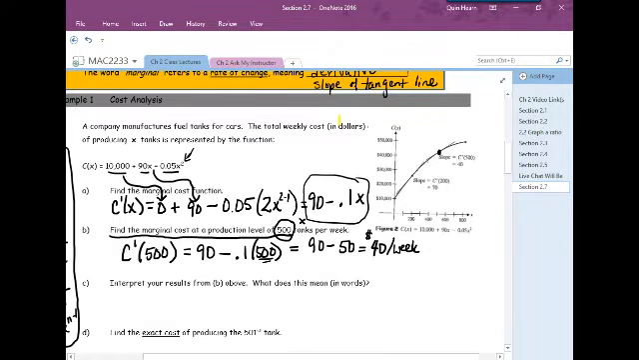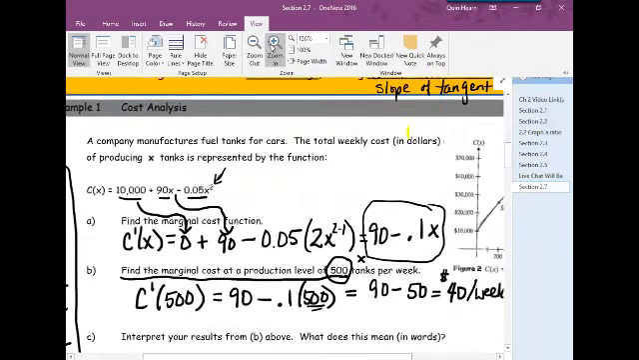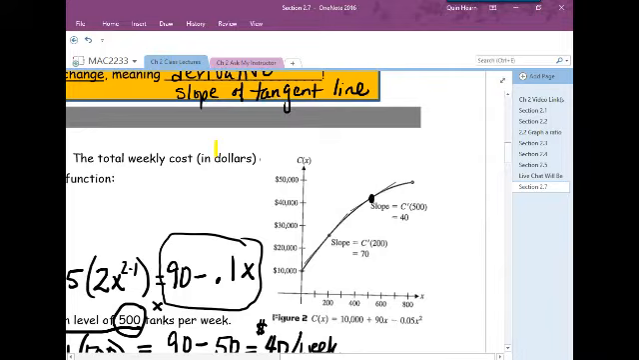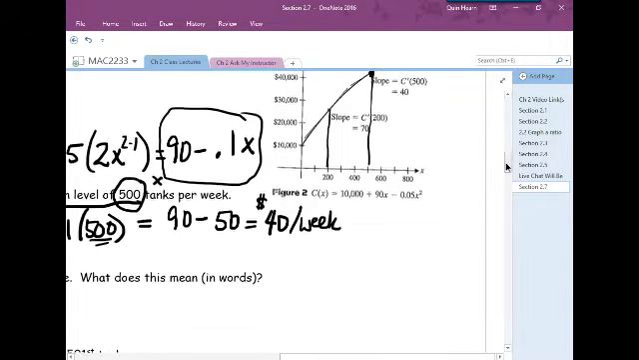You see the cost function is graphed over here. Let me zoom in a little bit. Let's look at the graph. Okay, so the cost function here, you see the cost is increasing, but back at 200, it was increasing at $70 a week. And at a level of production of 500, it's increasing at $40 per week. So by producing more, our marginal cost is less, the cost per unit, basically.